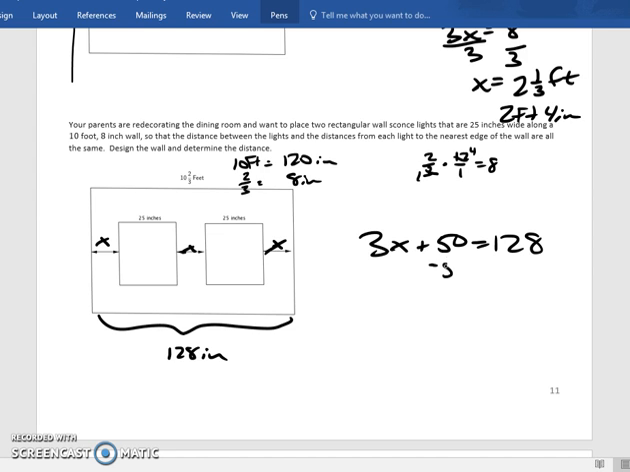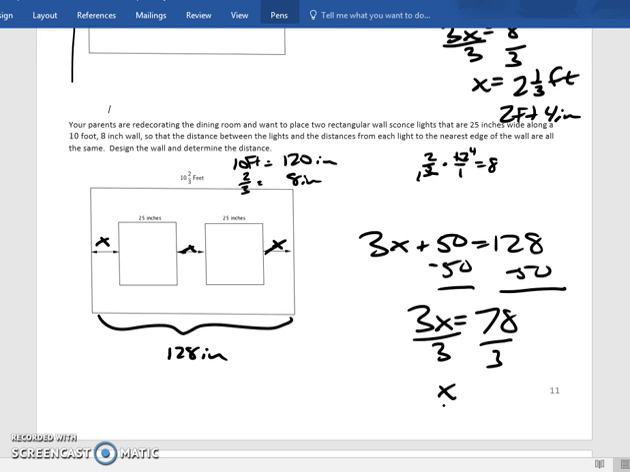Did you subtract 50 from both sides? Absolutely. 3x equals, and when you subtract, what do you get? How about 78? So let's divide both sides by 3. And again, if we reach for our calculator, nothing wrong with that. 26 inches. So we know we're at 26. To check, plugging in, 26 times 3, add my 50 onto that, I should get my 128. So 26 inches apart for each of them.